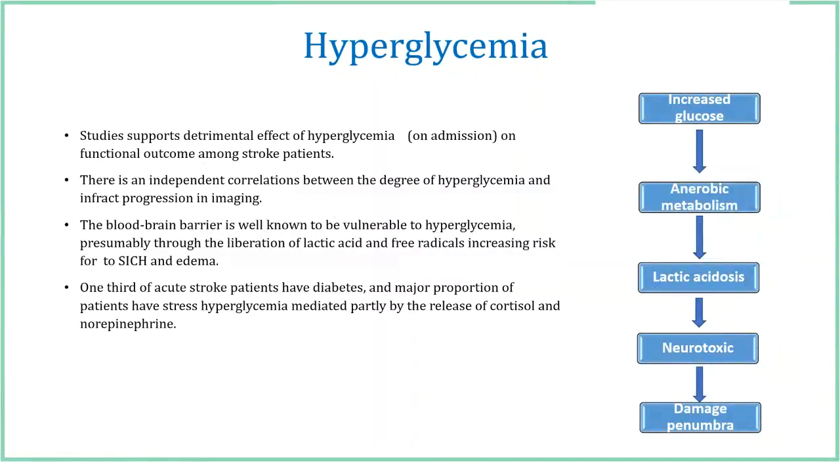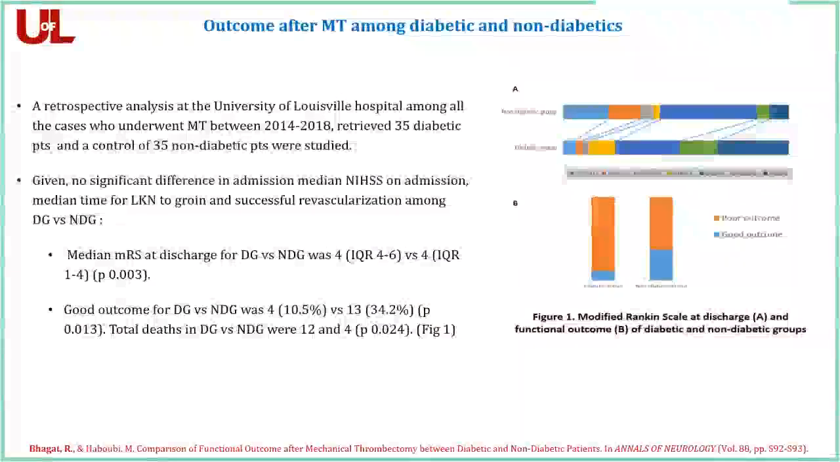We have done a study in our hospital, mentored by Dr. Haboubi, about the outcome of mechanical thrombectomy among diabetic and non-diabetic patients. It was a retrospective study among large vessel occlusion patients who got the mechanical thrombectomy. As we can see over here, in the diabetic group, the number of people who achieved an MRS of 0 to 1 at the point of discharge was significantly smaller than in the non-diabetic group. The diabetic group had a poor functional outcome, defined by an MRS greater than 2.